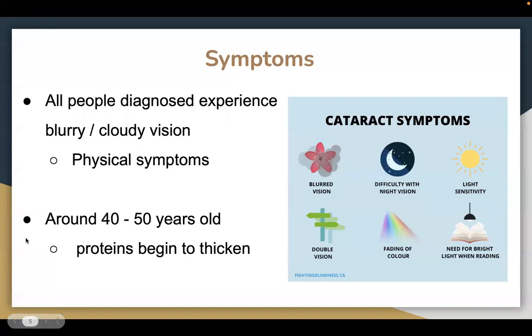Now I'm going to be talking about the symptoms of a cataract. All people will experience physical symptoms surrounding their cataracts. These would be blurred vision. That is definitely the most significant one, and probably the first one that people will start to notice, due to the opaqueness of the cataract formation. In this picture to the right, you can see blurred vision. Maybe it might seem cloudy, smoky, foggy.